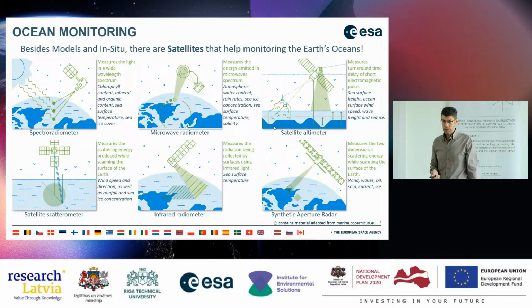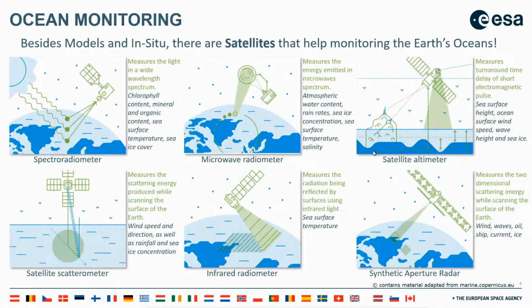How can we monitor the oceans? Of course, standard techniques: you have in situ measurements, ships that go out and take measurements, and models that can predict how the ocean behaves and how the currents develop around the Earth's oceans. But these are expensive and punctual, so it's not always easy to have a good overview of all the oceans. And that's why satellites come into play.